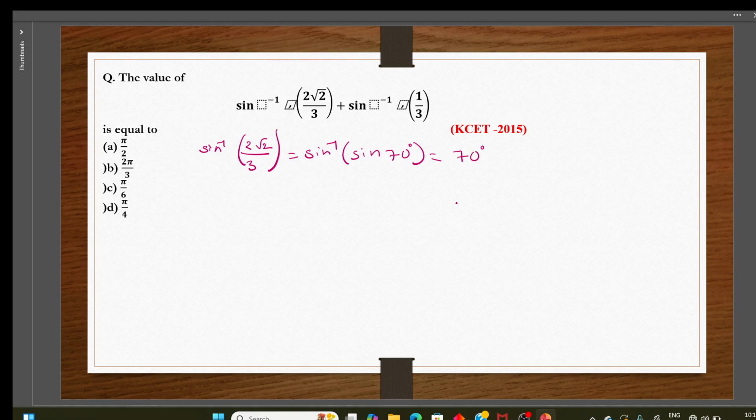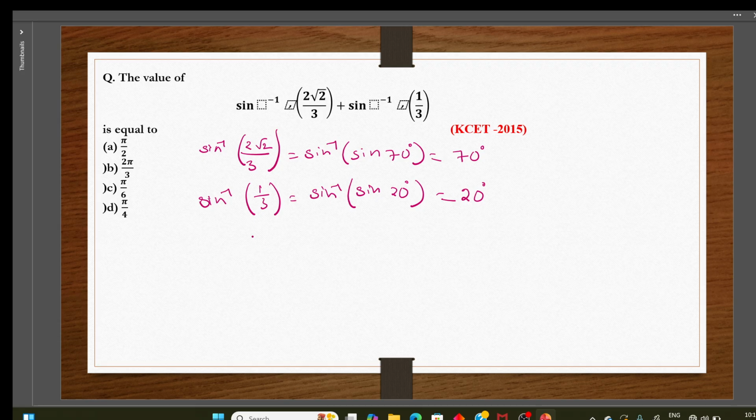So here we have to learn 70 degrees, 15 degrees, 20 degrees. Okay, so 30 degrees, 45 degrees, 55 degrees. Clear? So now, one more time, sine inverse of 1 by 3 is equal to, in the sine function, sine 20 degrees. Okay, so sine inverse sine is cancelled, remaining is 20 degrees.